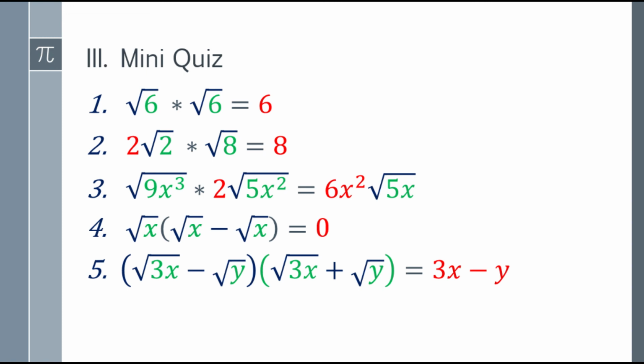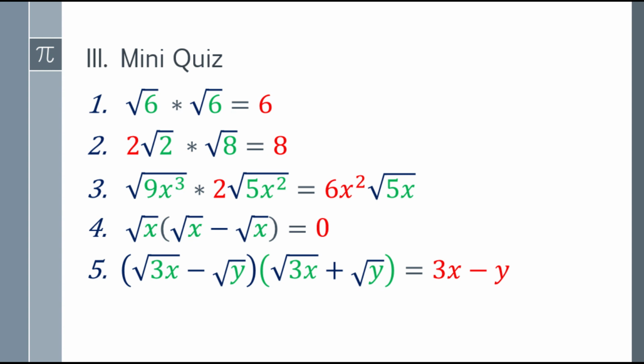Alright, so here are the answers. Number 1, square root of 6 times square root of 6 will be 6. Number 2, 2 square root of 2 times 8 will be 8. Number 3, if we have the square root of 9x cubed multiplied to 2 times the square root of 5x squared, the final answer will be 6x squared square root of 5x.